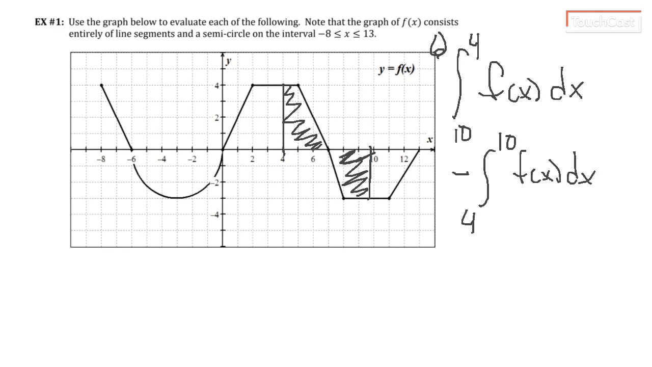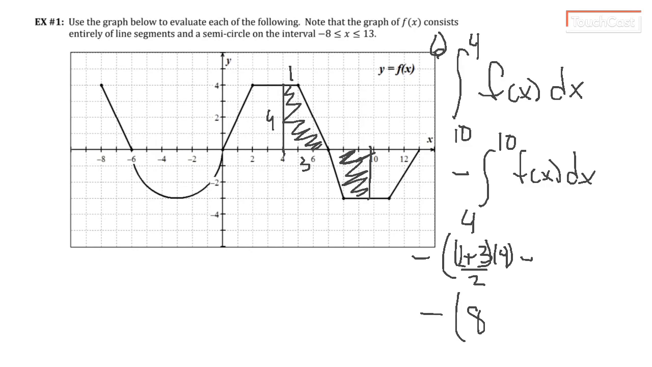So from 4 to 10, we've got a base of 1 and a base of 3, and then a height of 4. So we're going to go 1 plus 3 over 2 times 4. So we're going to get 4 times 4 over 2, so we'll get 8. We're going to take the opposite of all of this.